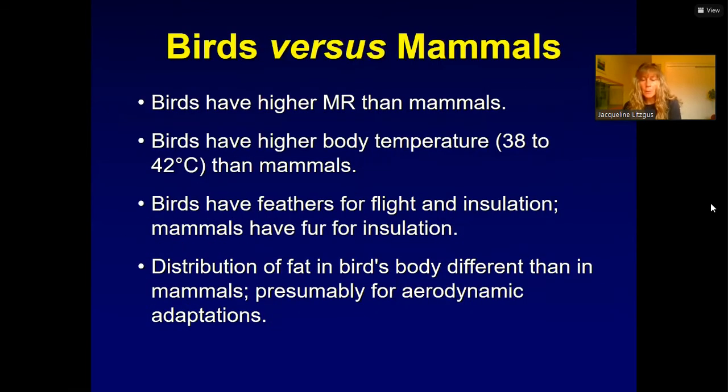Okay, we'll do a little bit of a comparison between birds and mammals here. So an endothermic animal is relatively independent of its environment, as I said, right? So it's relatively independent of its environmental temperatures because its body temperature is already warm because of that metabolic furnace.